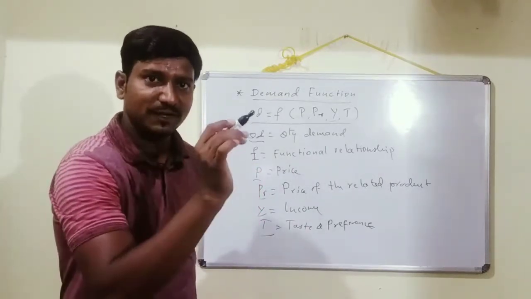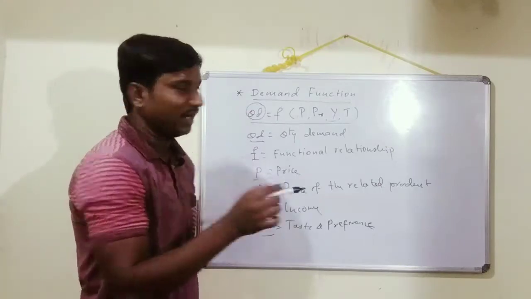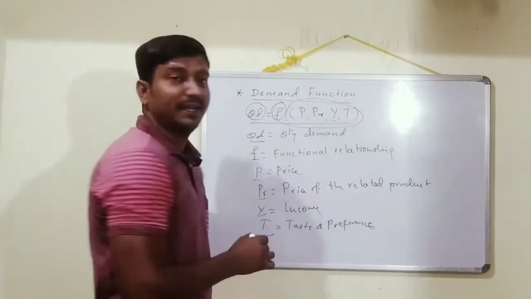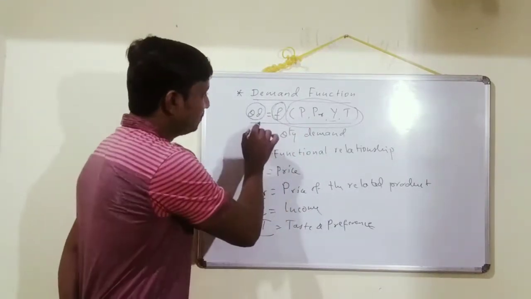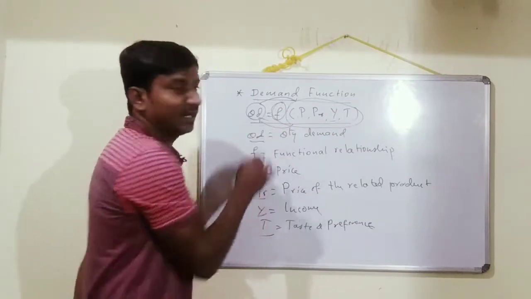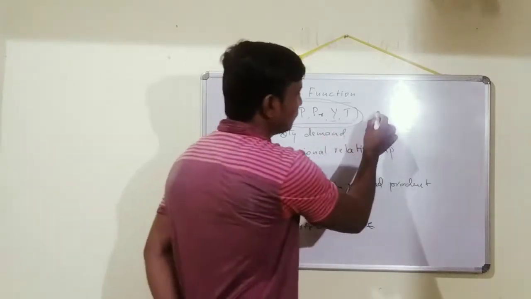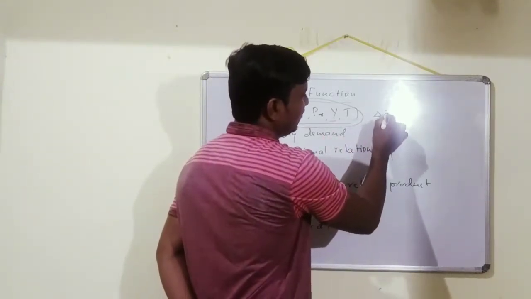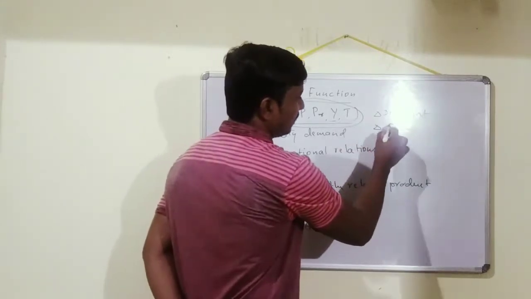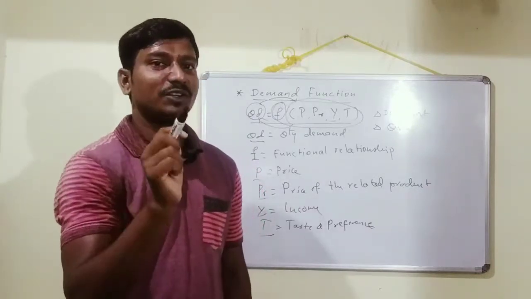So these are all the different determinants that we are going to understand in the demand function. Look at this now. On one side it is the quantity demand. On the other side, these are the determinants of demand. In the middle we have F, which means functional relationship. This builds the relationship between quantity demand and the determinants of demand. If there is a change in any of these determinants, it leads to a change in quantity demand. That is, change in determinants leads to change in quantity demand.